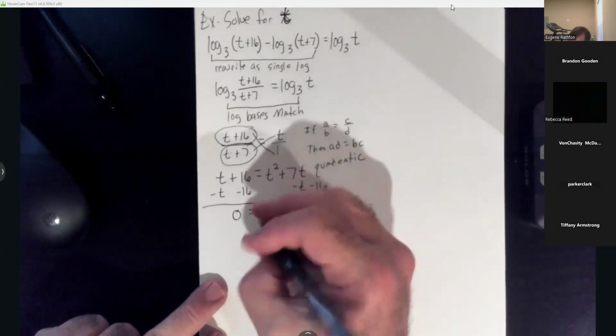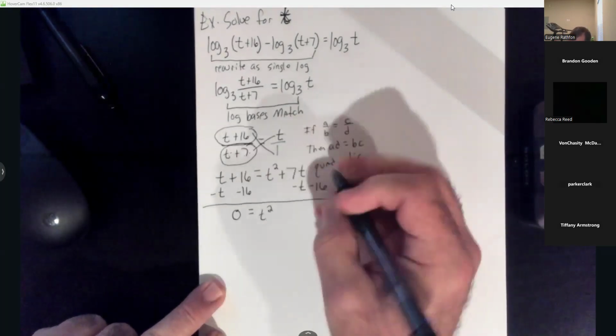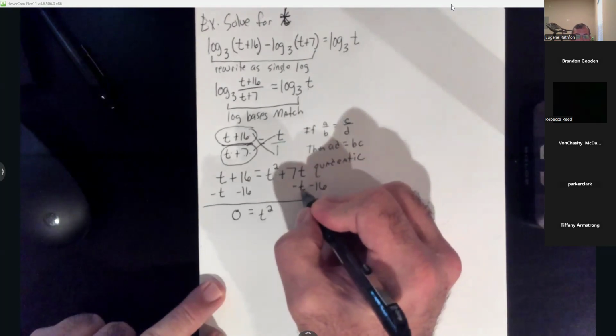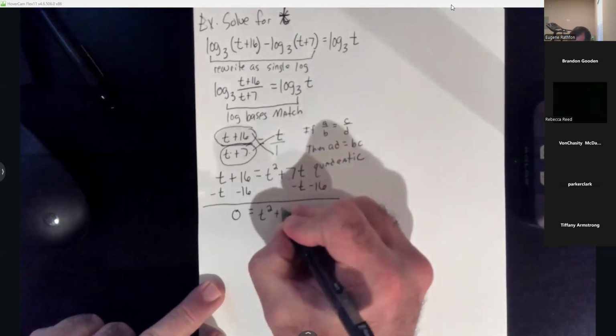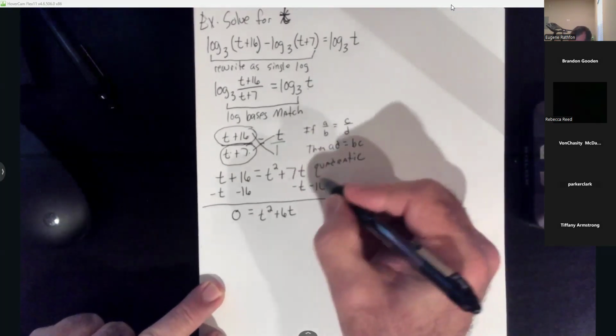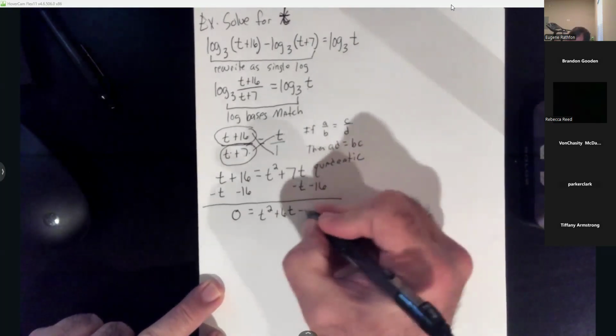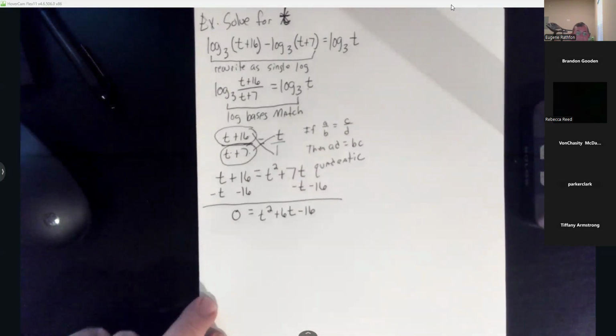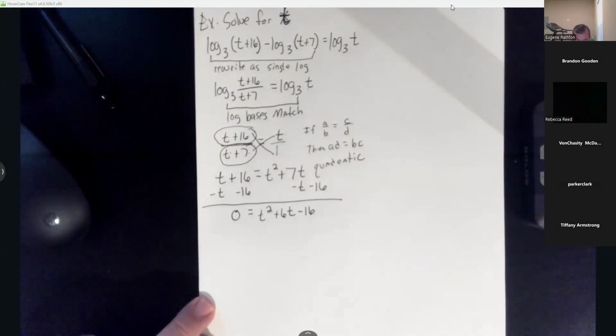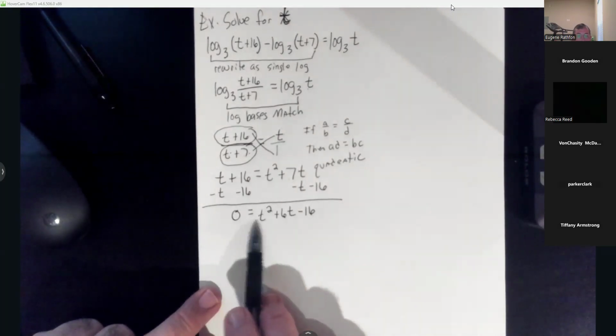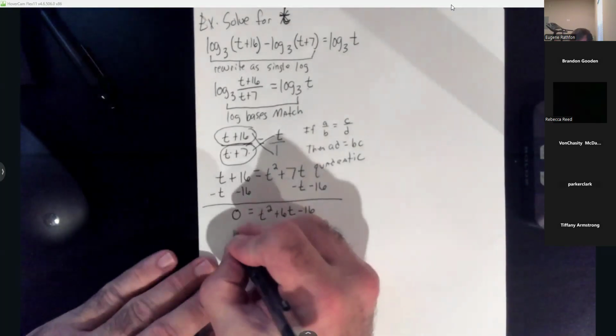We got our t squared. 7t minus t leaves me 6t. And then bring down that negative 16. All right, so guess what? We now got to factor this.